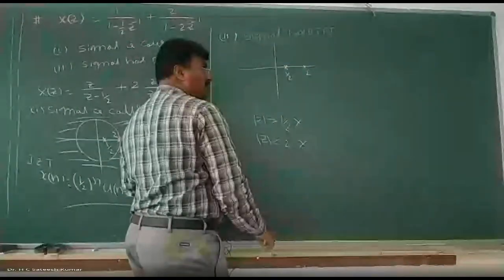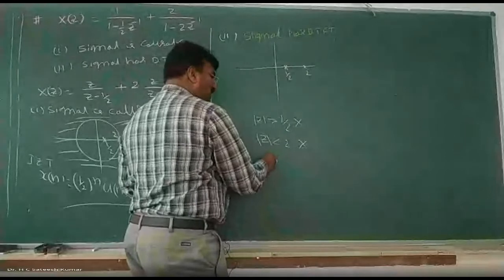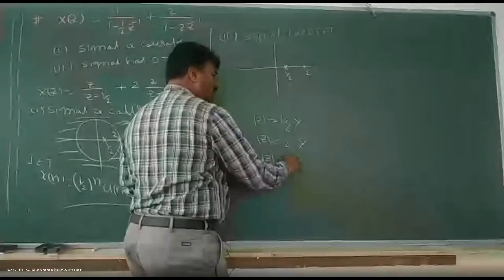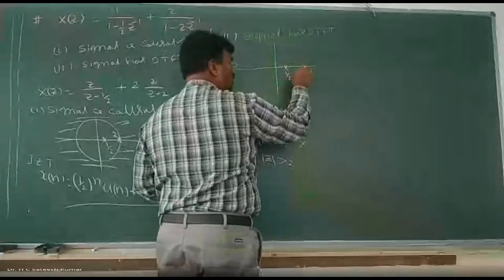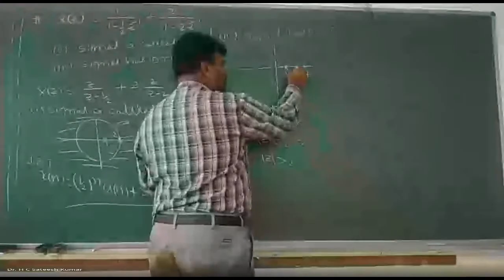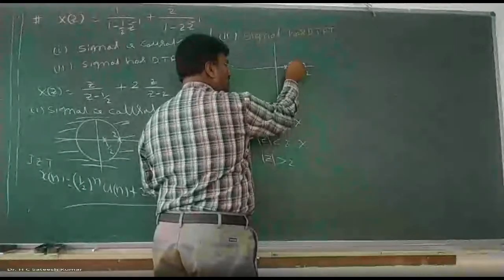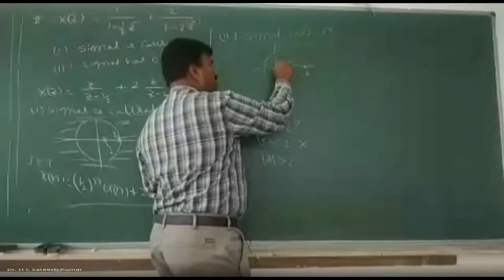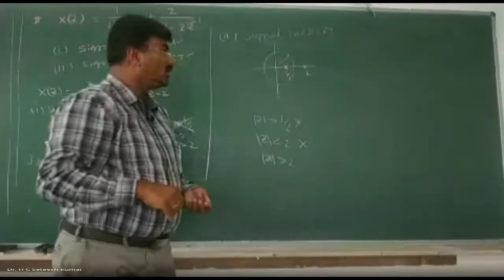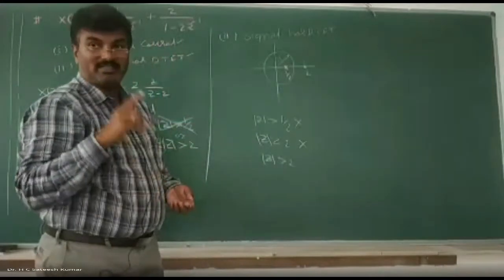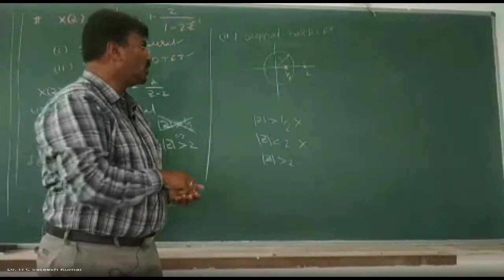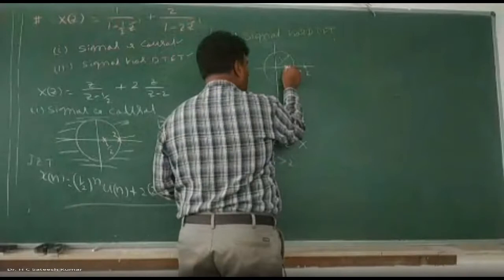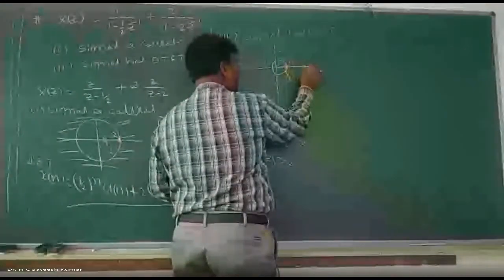But at the same time, can we take mod z greater than 2? Okay, it will go. It is correct. But it should include what? The unit circle. The unit circle is the one whose radius is equal to 1. So it should include this unit circle. Then if you want to include that unit circle in the shaded area, what should you do? I should take this way as well as this way.